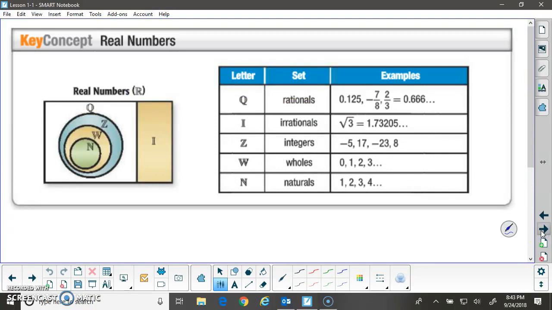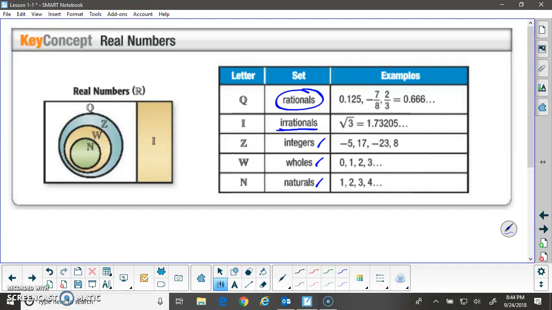So we have different sets of numbers, and if you look at this chart, we have rational numbers and irrational numbers. Rational numbers are numbers that can be written as a fraction. Irrational numbers are numbers that cannot be written as a fraction. And then we have integers, whole numbers, and naturals. And those are really similar to each other.